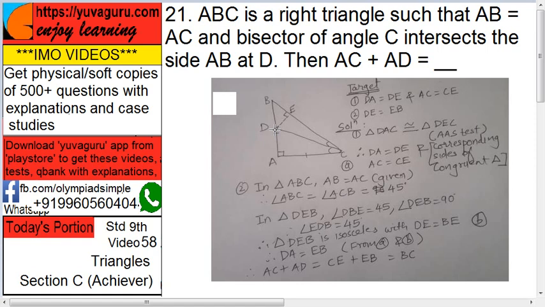Now remember, for this there are two targets for you. First, prove that DA equals DE and AC equals CE. This is target number 1. And target number 2 is to prove DE equals EB. These are the two targets we have to prove. So let's start with the first one.